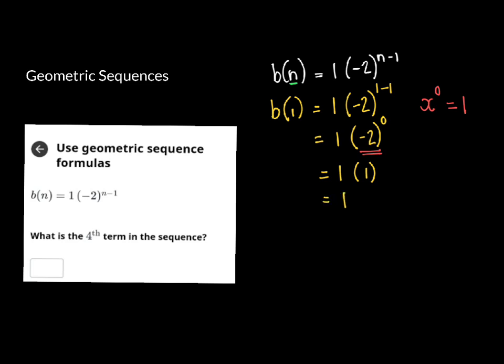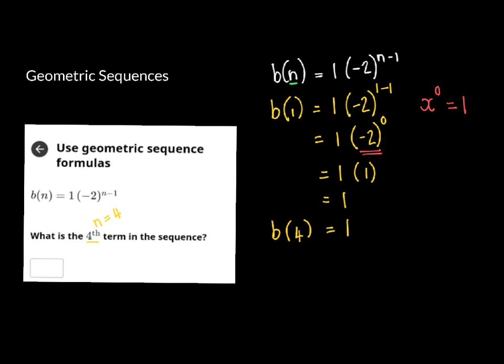But in this particular question, they're looking for the fourth term. So we're going to write in n as equal to 4. Now, what I want you to do for me is pause your video and see if you can figure out the fourth term. If we replace n with 4, what are we going to get? Okay, let's see.